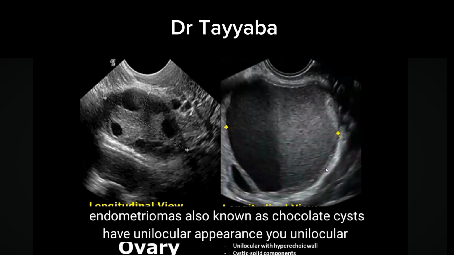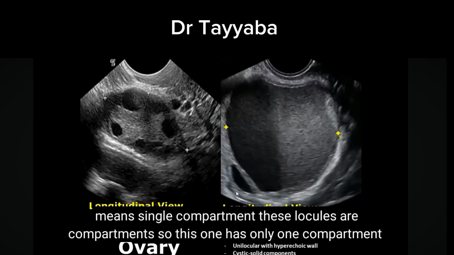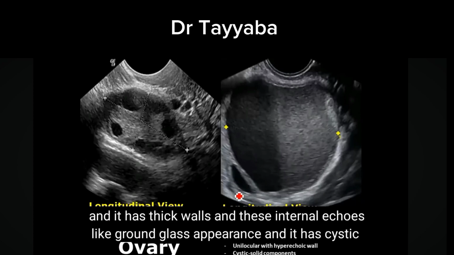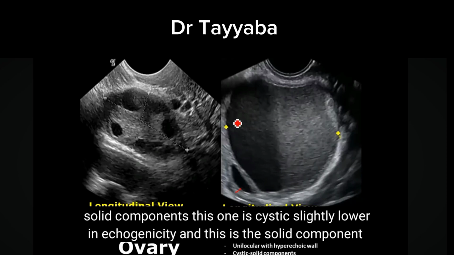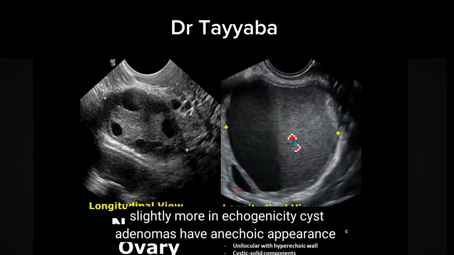Endometrioma, also known as chocolate cyst, has a unilocular appearance. Unilocular means a single compartment. These locules are compartments, so this one has only one compartment, and it has thick walls and internal echoes with a ground glass appearance. It can also have solid and cystic components. This part is cystic, slightly lower in echogenicity, and this is the solid component, slightly more echogenic.